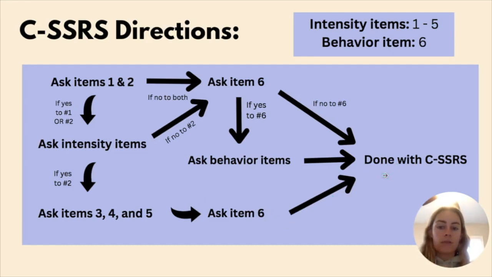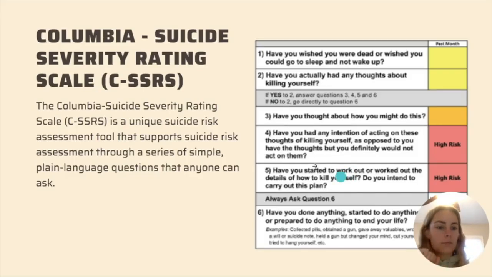So this chart can be a little bit overwhelming to look at in terms of the order that everything needs to be asked in, but the CSSRS does a pretty good job at explaining here exactly what needs to be done. So once you complete 1 and 2, which you will do every single time regardless, it tells you when you would need to go answer 3, 4, 5, and 6, and if it is no, that you can just skip to number 6.